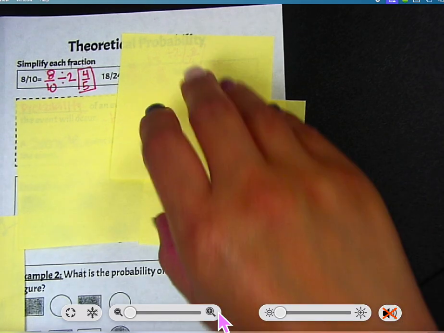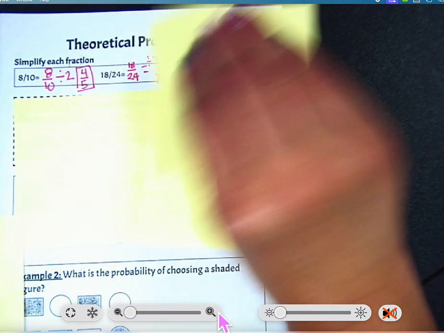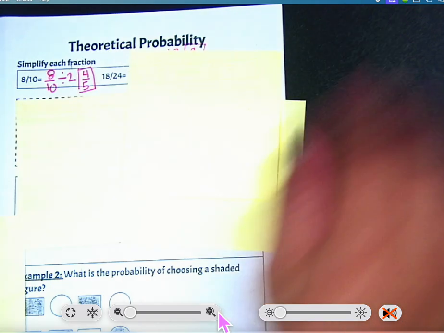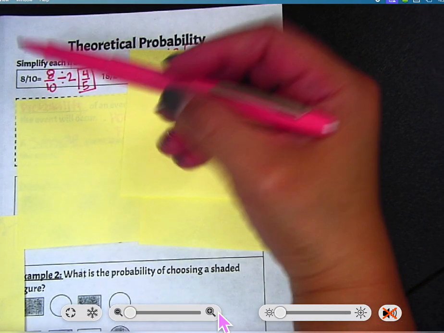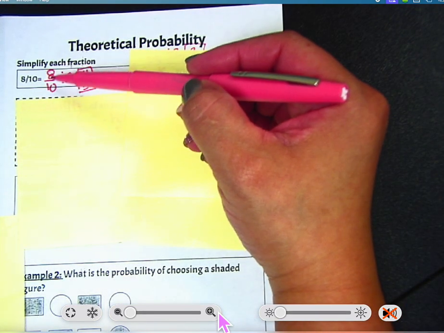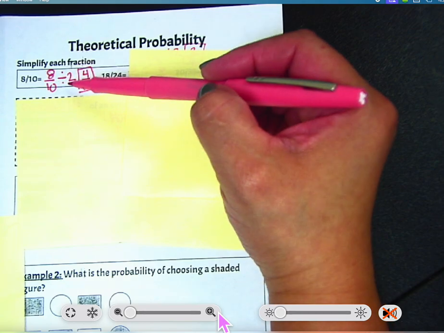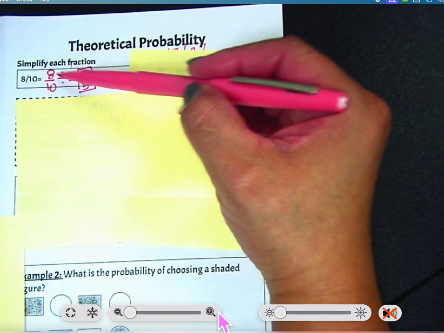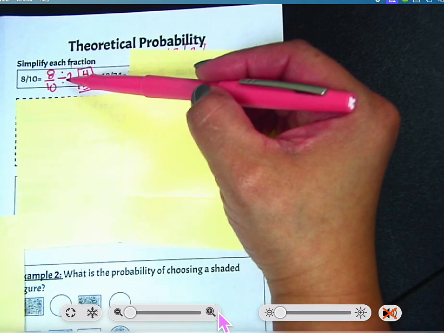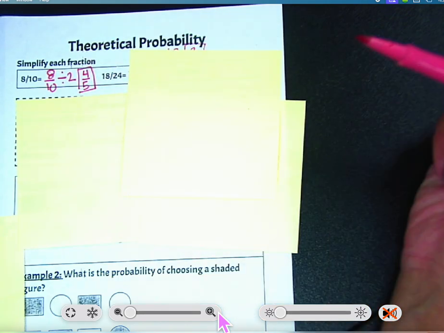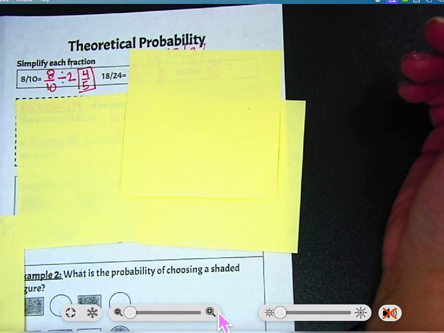Learning about theoretical probability. We're going to start by reviewing how to simplify fractions. This is basically 8 out of 10. I know that I can divide both of them by 2, and that's how I'm going to simplify it. So 8 divided by 2 is 4, and 10 divided by 2 is 5, and so my simplest terms is going to be 4 over 5.